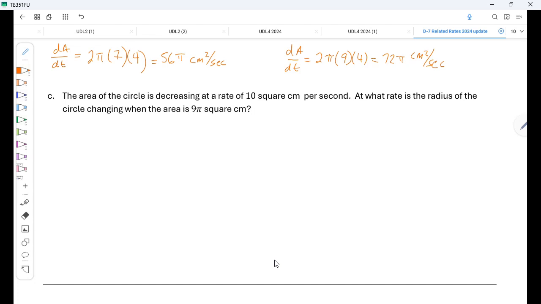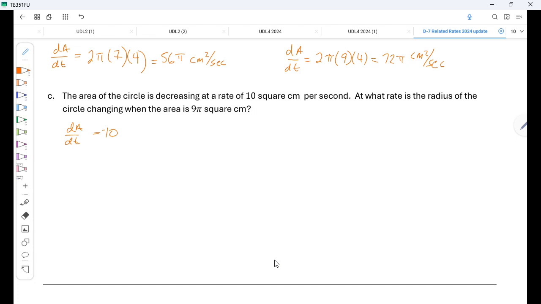By not saying at time t equals whatever, they're implying that that's constant. At what rate is the radius of the circle changing when the area is 9 pi square centimeters? So let's label what those things are. What are we going to label? What equals 10? Yep, dA dt. And it should be negative 10, correct, because it's decreasing.